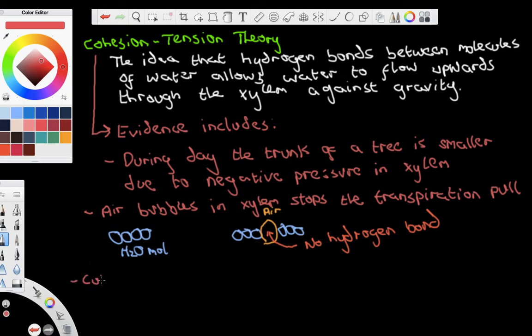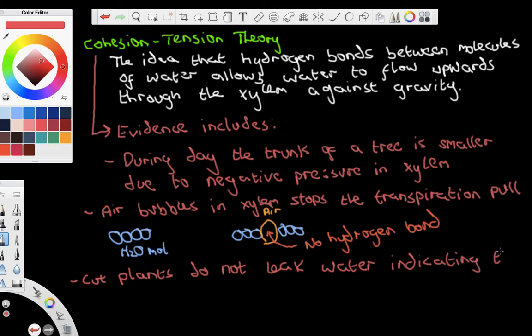So cut plants do not leak water, indicating that the xylem is not under pressure. If the movement of water was due to the xylem being squeezed, much like blood is squeezed through your veins, when we cut the tree or the plant, water would leak out, but that's not the case, okay?